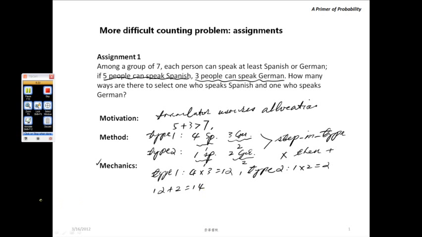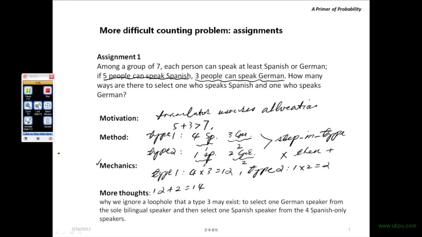More thought. Why do we ignore a loophole that a type 3 may exist? To select one German speaker from the sole bilingual speaker and then select one Spanish speaker from the 4 Spanish-only speakers. Think about it. Let's turn to assignment 2.